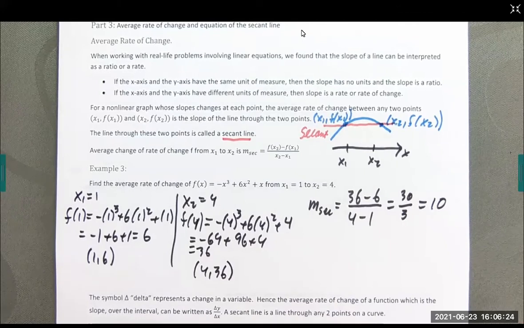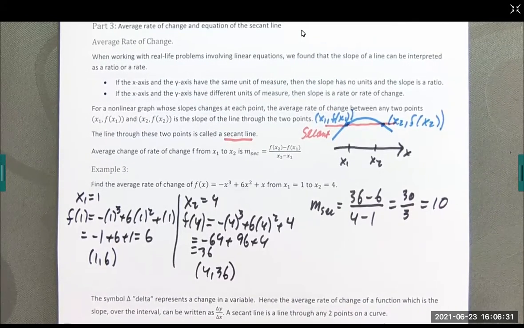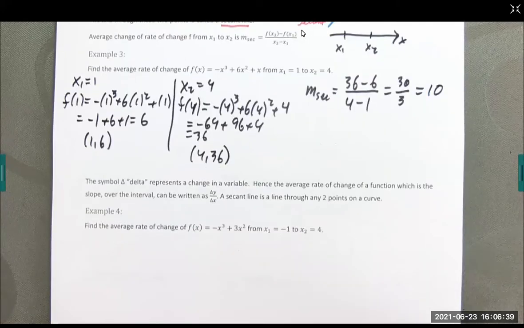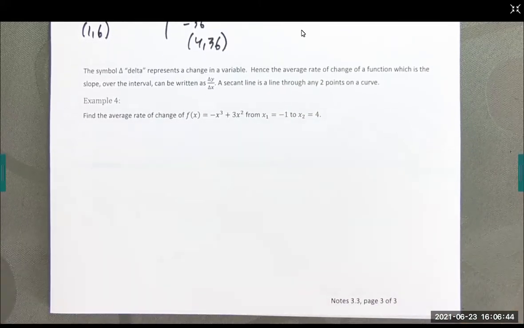All right, the symbol delta, you've seen this like on a famous airline, has this symbol, represents a change in a variable. This is the Greek capital letter D for like difference. So that's why they're using that. A lot of Greek letters in mathematics. Hence, the average rate of change of a function, which is the slope over the interval, can be written as delta y over delta x. This is a very common notation. You'll see that in biology, chemistry, physics, and stuff. A secant line is a line through any 2 points on the curve.